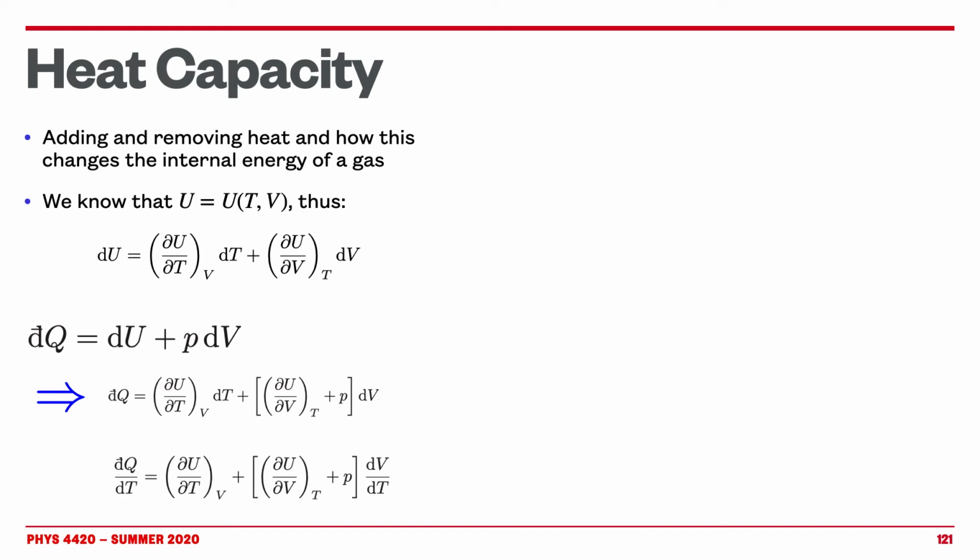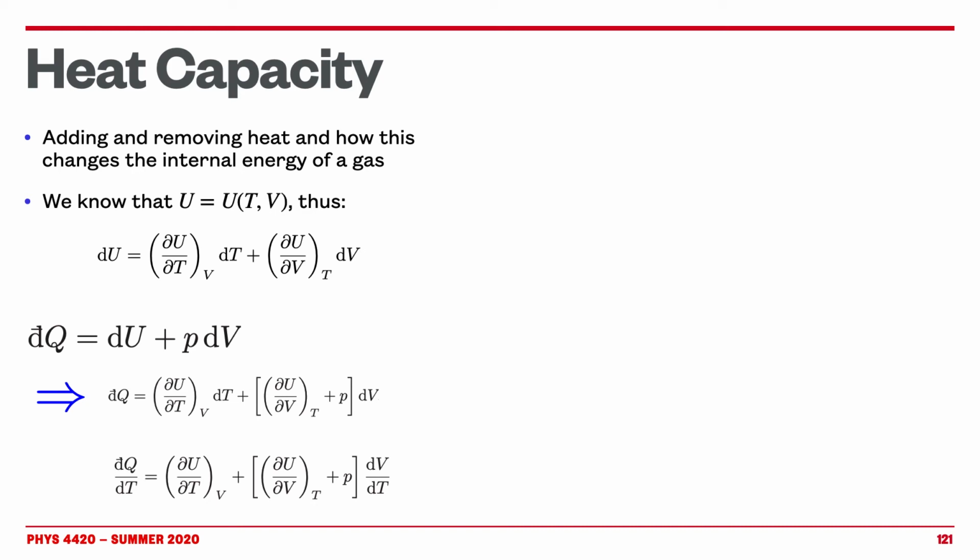Now I can also calculate the variation of Q as a function of temperature. Basically, to say it quickly, you essentially divide by dT everywhere on the left and the right, and you get this equation. That's quite nice. It's a change in heat as a function of temperature. So that allows me to go back to the heat capacity.